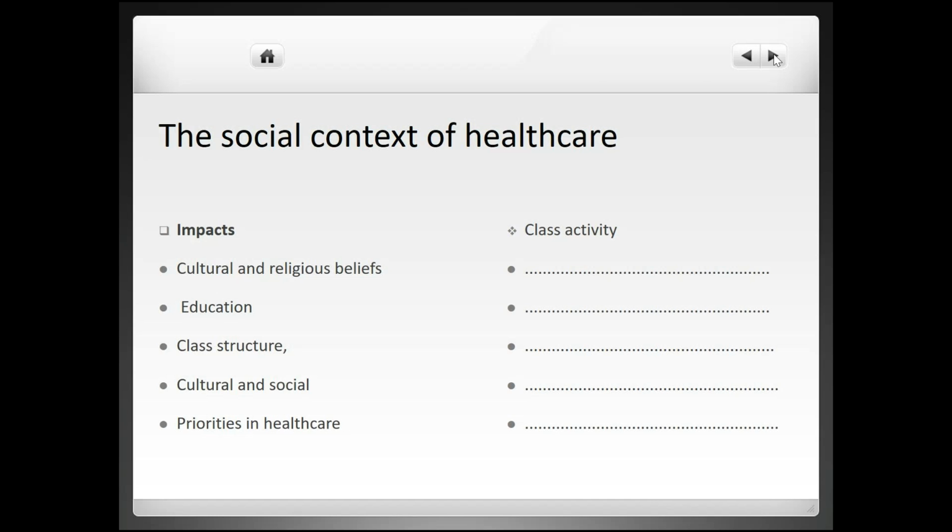Healthcare is actually impacted by, number one, cultural and religious beliefs. It's impacted by education, the class structure, cultural and social factors, and priorities within the healthcare system. Let's look at cultural and religious belief.